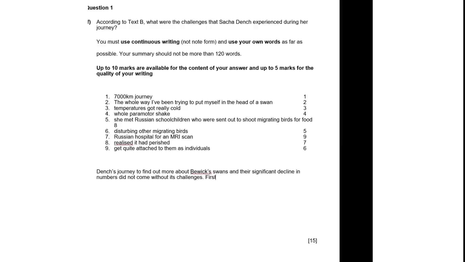So let's do this, starting with the first quote, which of course is 7,000 kilometer journey. We wouldn't need to reword that necessarily. So I would be inclined to start like this. So firstly, the 7,000 kilometer journey required Dench to, notice how I'm using the surname as well, just because words are so precious with this question. Firstly, the 7,000 kilometer journey required Dench to think like a swan. So I have used the first quote already, I've used the second quote, and I have reworded it.